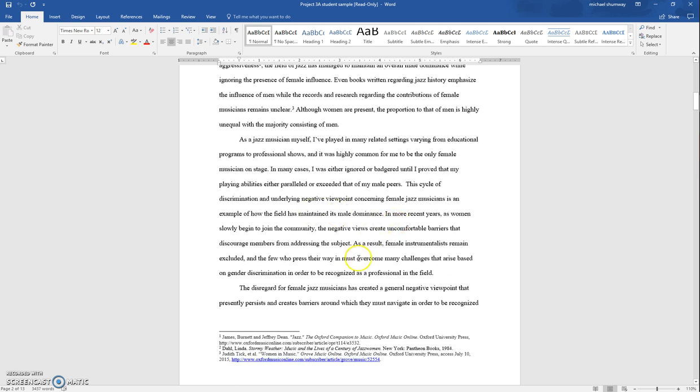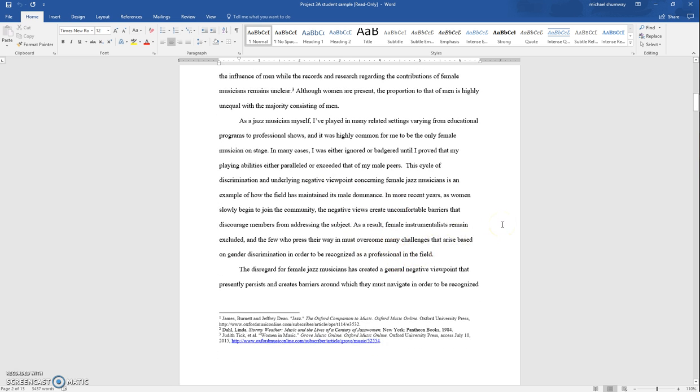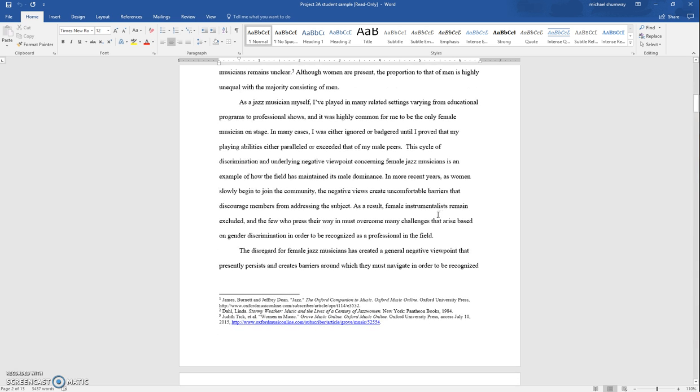And then what we have after that brief introduction is a statement of the personal stake in this issue. So what is this author's interest? Why are they interested in it? In this case, this is a jazz musician writing about this, and this is why they're interested in the topic. And so whatever your personal interest is, what is it that drives your interest in this field, in this topic?